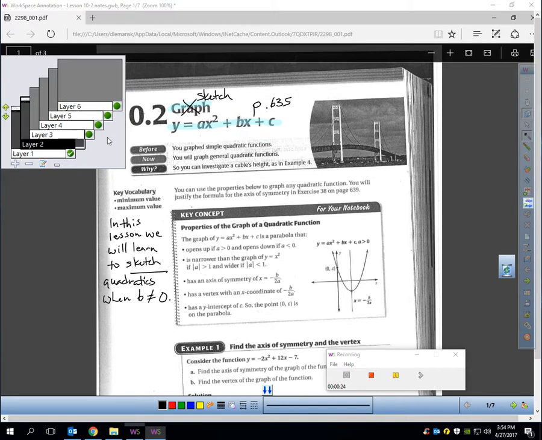Let me cross this out. We didn't have a b value because b always equaled 0. But in this lesson, we're going to learn how do we sketch these when b equals something other than 0.